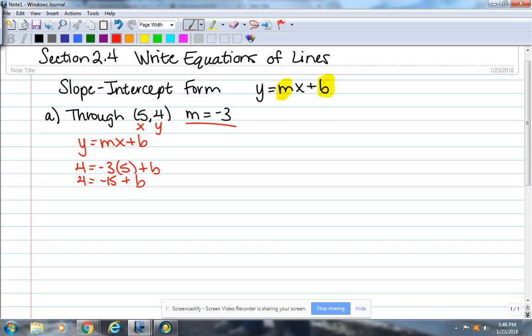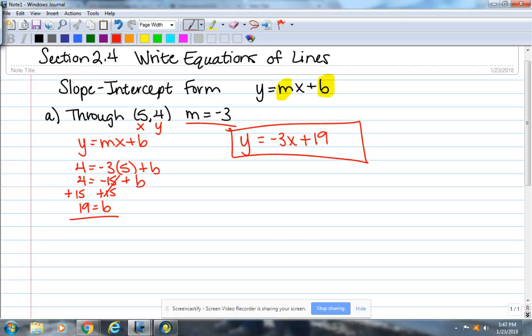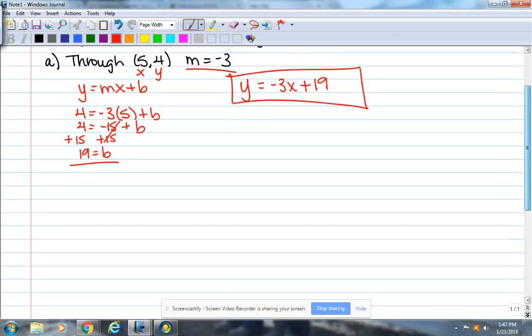And then what do we do? Not divide. Add 15 to both sides. And 4 plus 15 is 19. So now do we have m and b? All right, so put it together in the right spot, and we have our equation. y equals, what's our m? Negative 3x, and our b is a positive 19, so we say plus 19. So there's our equation of the line that goes through (5, 4) with a slope of negative 3. That's all you have to do. Use y equals mx plus b to get your b, and then plug that into your equation.